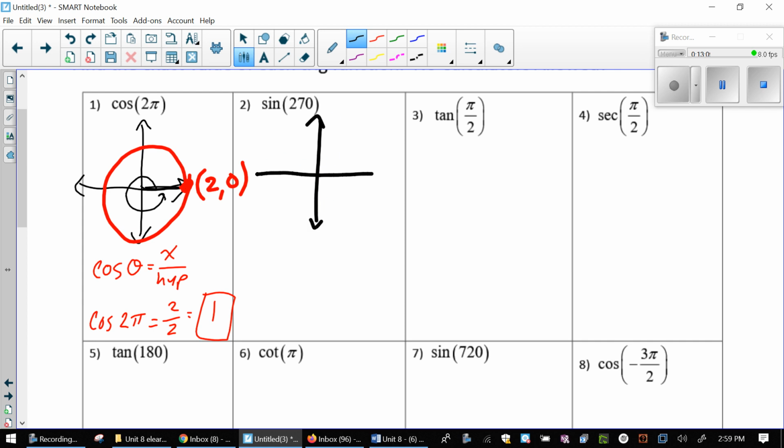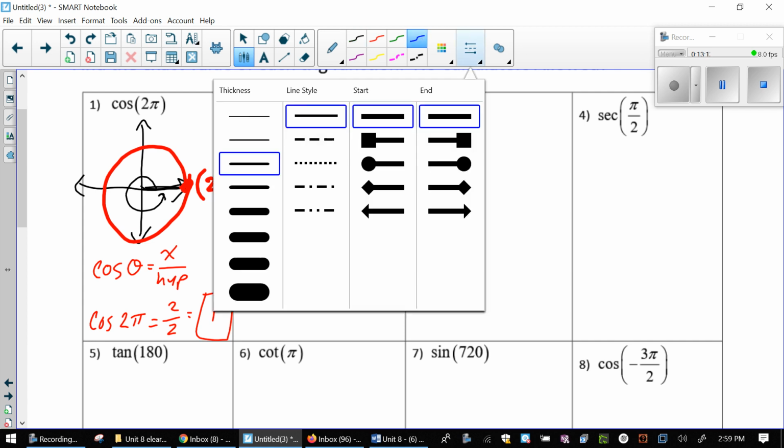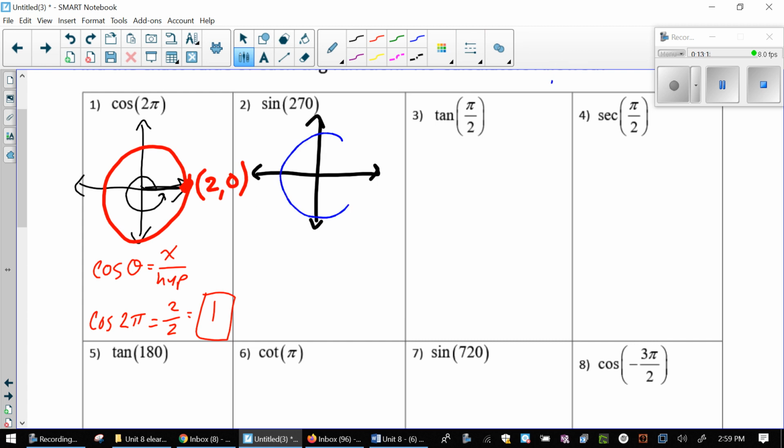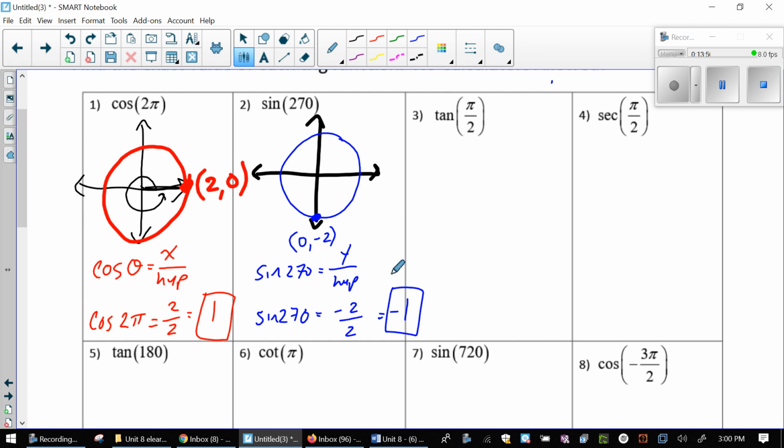270. You guys just want to start by drawing a circle. 270, if we draw our circle in here, is going to be right here as we go around. So if we write those coordinates down, our x-coordinate is 0, our y-coordinate is -2. Okay, and now we want sine. So sine of 270 equals, now we use our y-coordinate over our hypotenuse, or our radius, and sine of 270 equals, our y-coordinate is -2, and our hypotenuse, our radius, is 2. So there, sine of 270 equals -1.